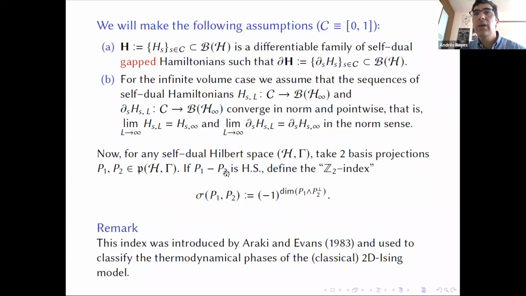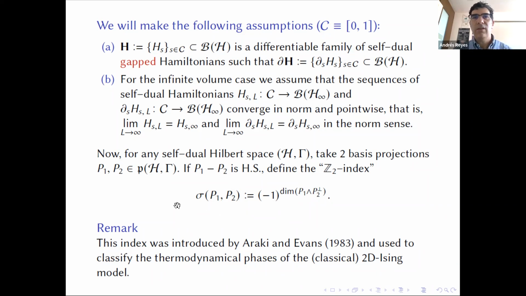Now, this is a general definition: if the difference between two basis projections is a Hilbert-Schmidt operator, then we can consider the dimension of this space. I have to explain this wedge symbol: it means that you take the image of the first projection, the image of the complement of the second one, and then intersect these images. This will give a vector space. Now, if the difference is Hilbert-Schmidt, this space will be of finite dimension. So you can compute the dimension, and according to whether this dimension is even or odd, you will get a number which is plus or minus 1.